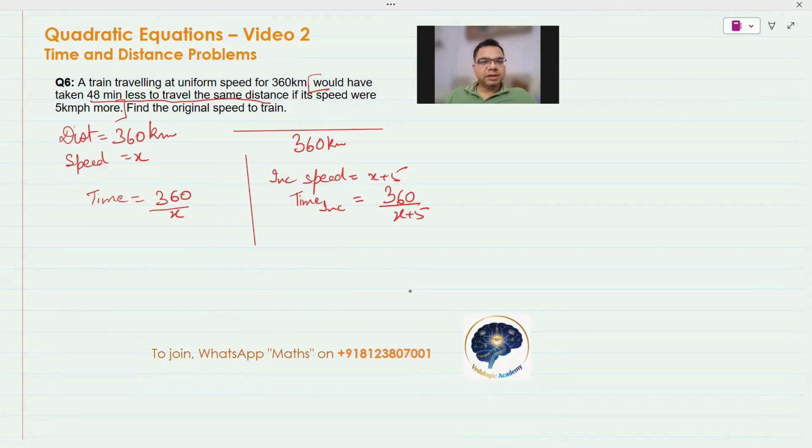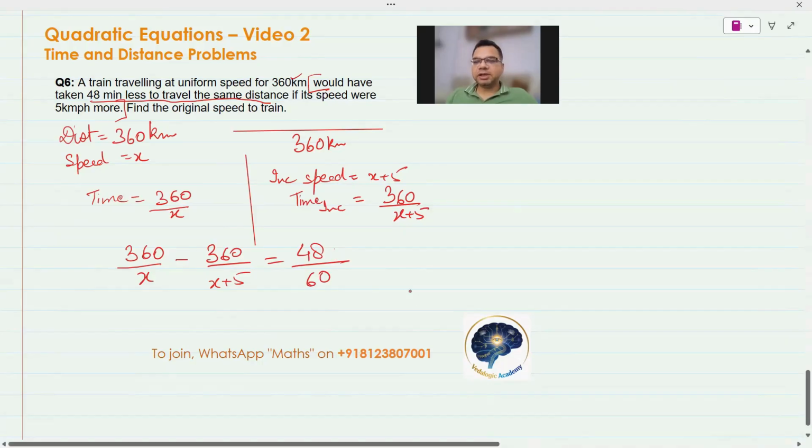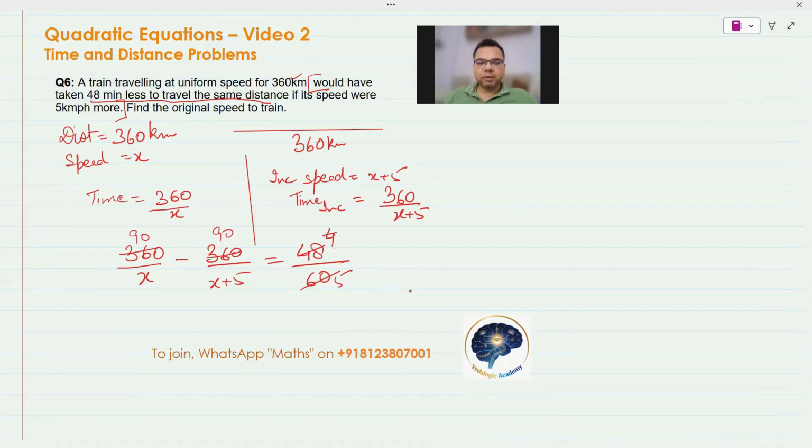Right? Now it says it would have taken 48 minutes less. So let's subtract them and try to find the equation. 360 upon x is the original time, and if I subtract the decreased time because the speed was increased, it will be 48. Since we are talking about kilometers here, there is no meaning of having it as minutes, right? I'll convert it to hours, so that's why I'm dividing it by 60. I'll divide by 12, 12 for the 48, 12 fives are 60. And I can divide them as well so that we have an easier equation to solve.